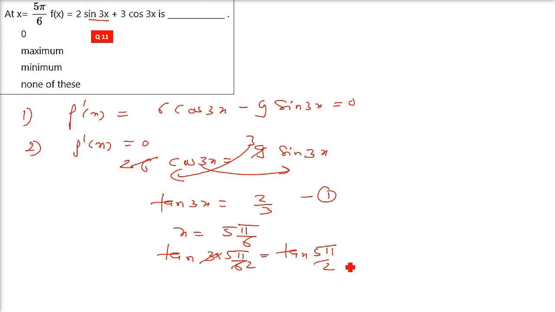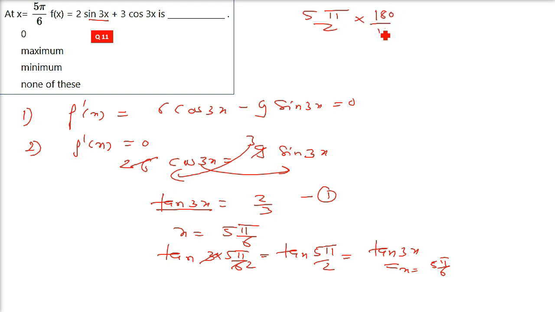And 5π/2 is simply 2π plus π/2. That is tan(2π + π/2), or tan(360° + π/2). Every function repeats after 2π, so if you have tan(2π + π/2), it is going to be tan(π/2) only. So tan 5π/6, when you take tan 3x, is it equal to 2/3 or not? I hope you are getting the idea.